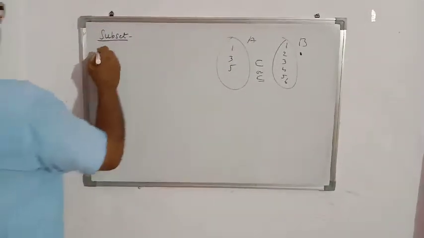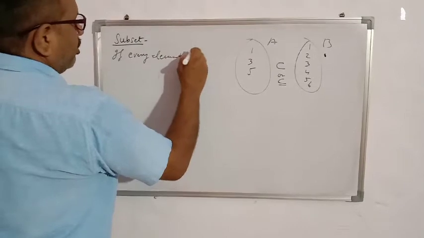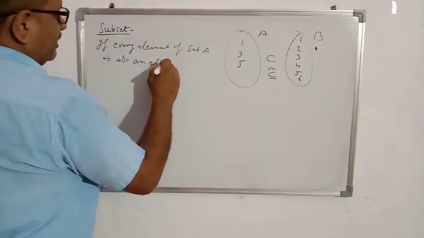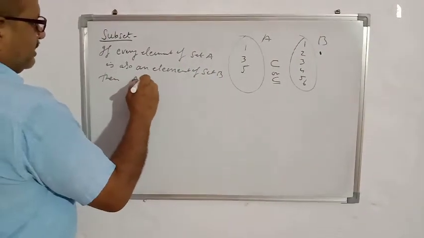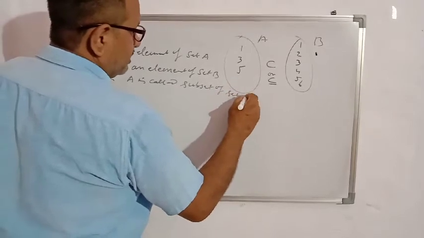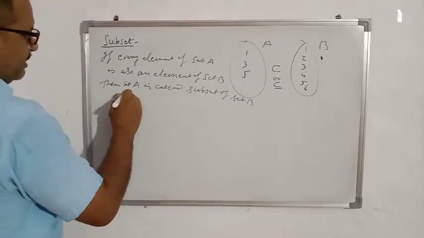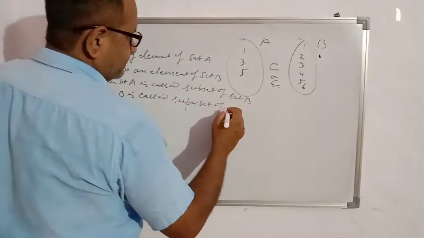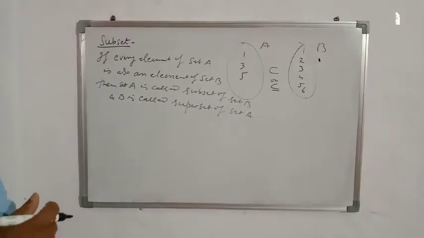So what is the definition? If every element of set A is also an element of set B, then A is called a subset of set B. Then set A is called a subset of set B, and B is called a superset of set A.